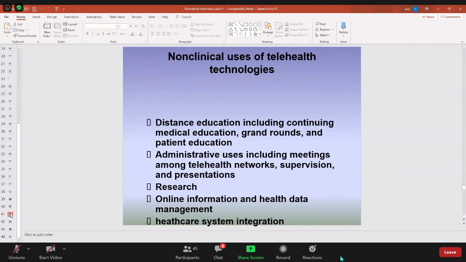Apart from that, what are the non-clinical uses of telehealth technologies? These components include distant education, continuing medical education (CME), grand rounds and patient education. Administrative uses include meetings among telehealth networks, supervision and presentation, a research component using telehealth, online information and health data management, and healthcare system integration.